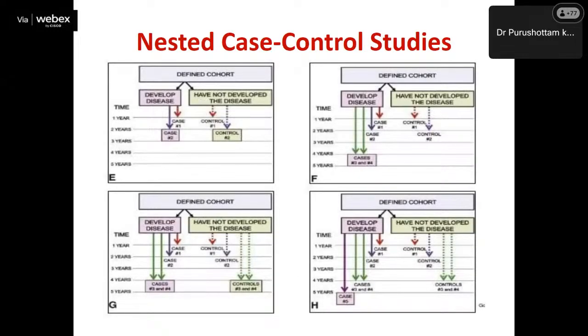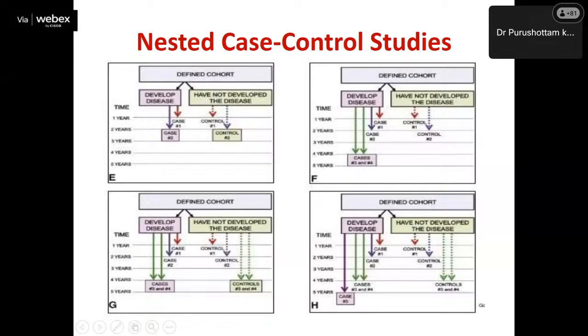See here. In the picture E, I think it is clear or not, I don't know. So first there is a defined cohort. A cohort you have. Now when the cases develop, think in the first year, a case develops. At that time, you correspondingly take a control from the cohort that is similar to cases but not having the disease. In the second year also one case comes, correspondingly you take the control. Similarly for the pictures F, G and H, same.